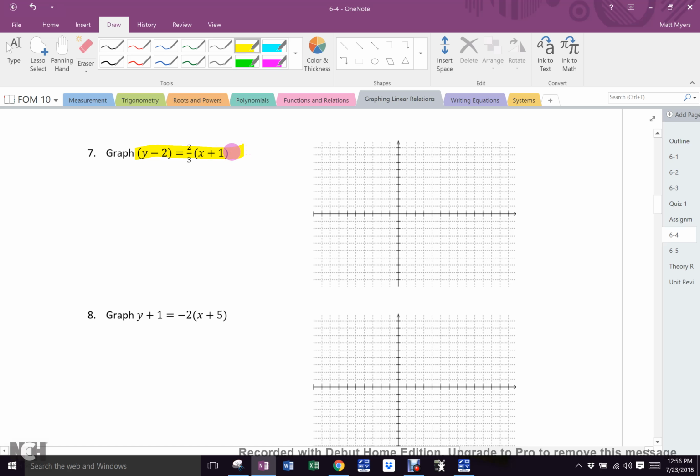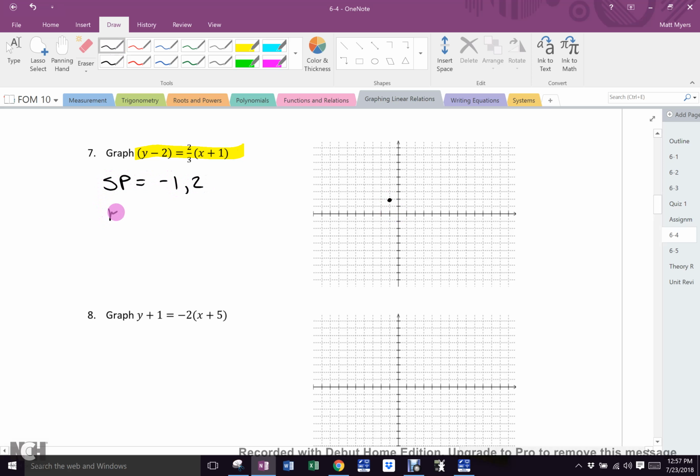Point slope form, the form we are dealing with, which means we can find a starting point, and once we have a starting point, what do we do? We count our rises and runs to get the slope. What is our starting point? Negative 1, 2.